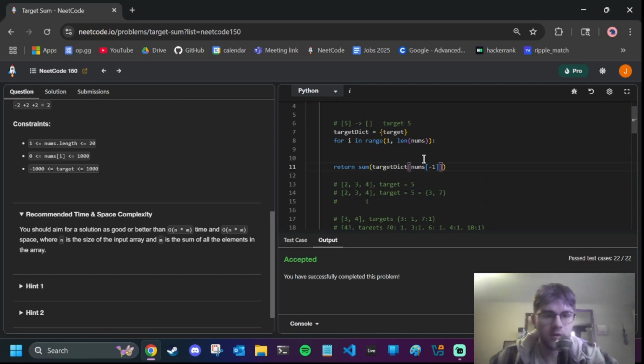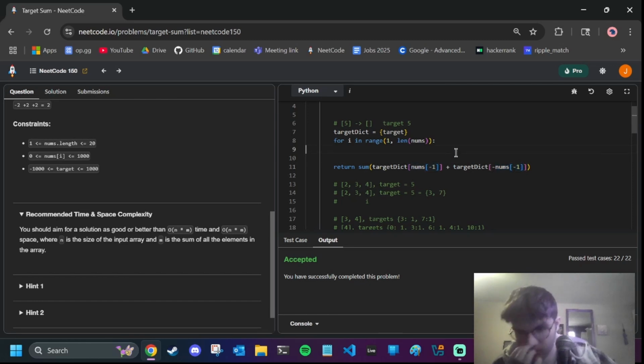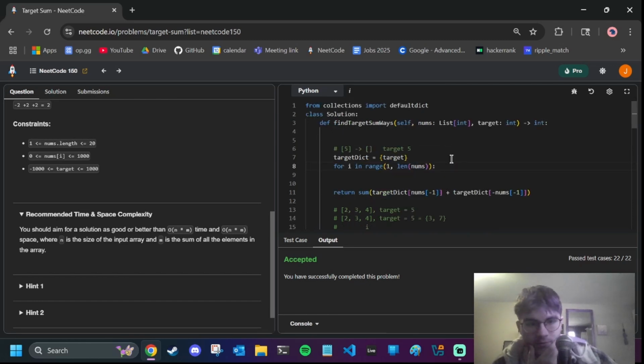of the last number plus target dict of the negative last number. So if our last number is 4, we want to see how many times 4 comes up and if it's negative 4. And if it's not there, it will just do 0 because this will be a default dict of integer.